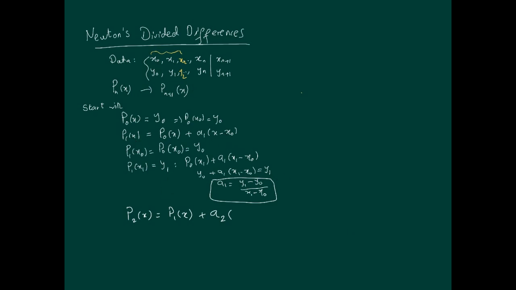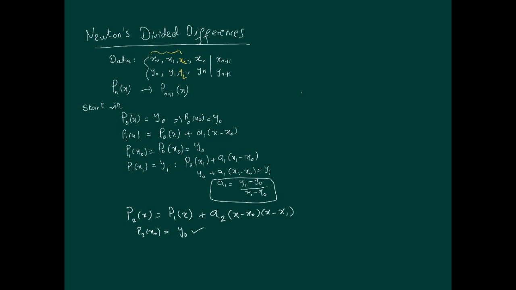Now we have 2 points to get rid of. We have the x0 and we have x1 as well. So in order to do that, what we'll do is the following. We'll say x minus x0 into x minus x1, in fact. And what this will do is, when we go and check P2 of x0, that will mean P1 of x0, which is y0 like before, plus, when I put the x0 in here, it gives me nothing.